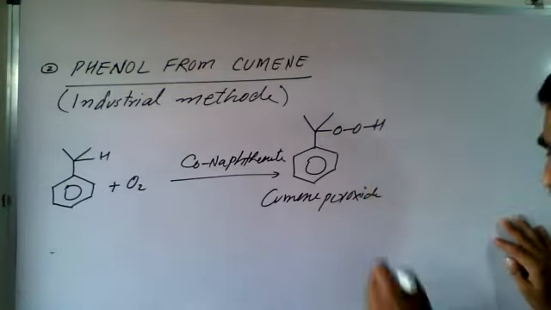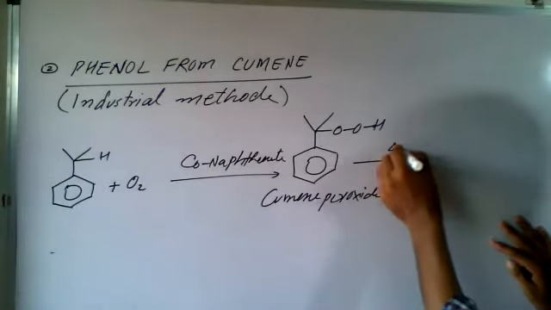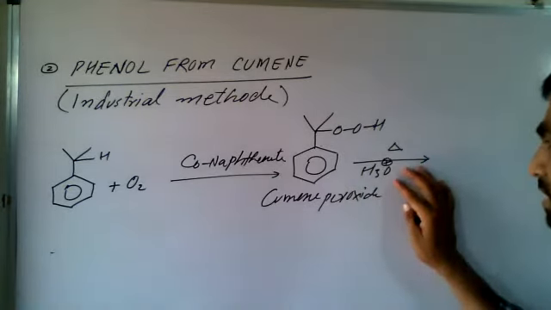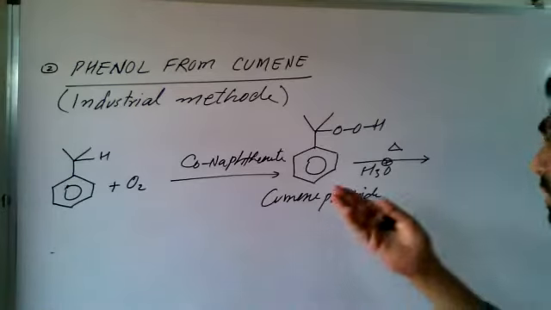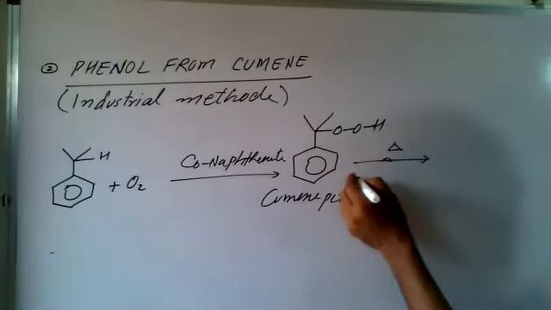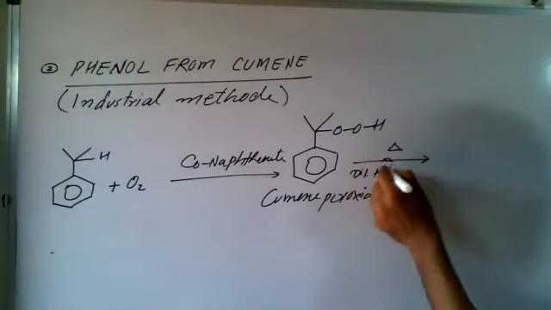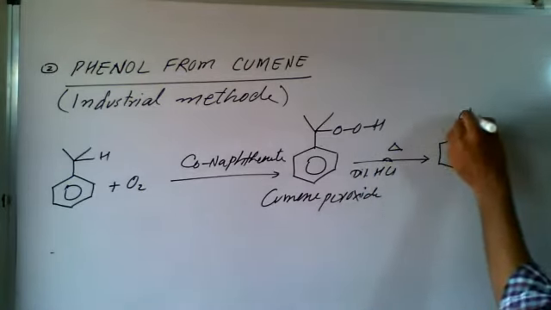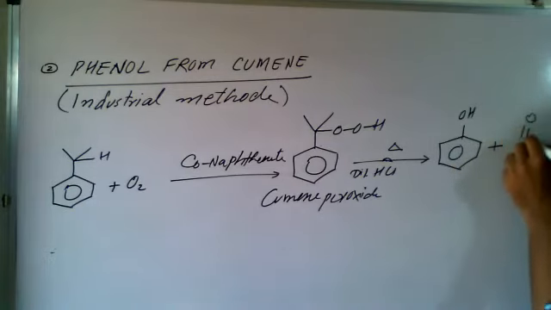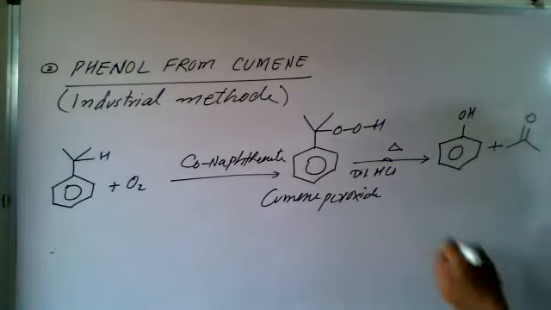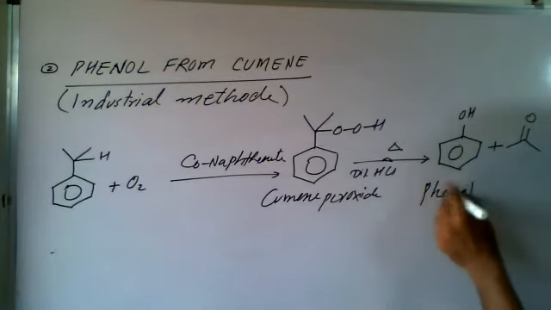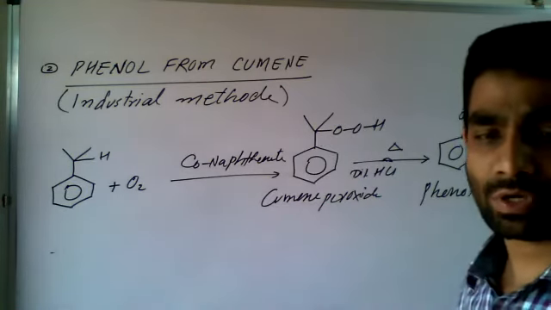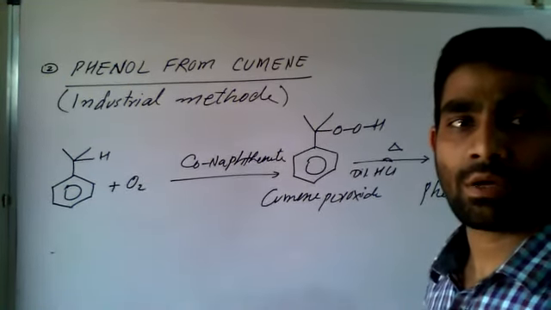When this cumene peroxide is heated with acid hydrolysis or dilute acid, for example dilute H2SO4, dilute HCl, we can take here, or we can write here directly dilute HCl. This undergoes rearrangement and it forms phenol and acetone. This is acetone. This is phenol. So this on acid hydrolysis forms phenol and acetone as a byproduct. So this is called phenol from cumene.